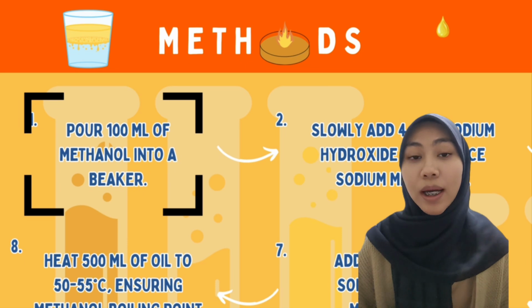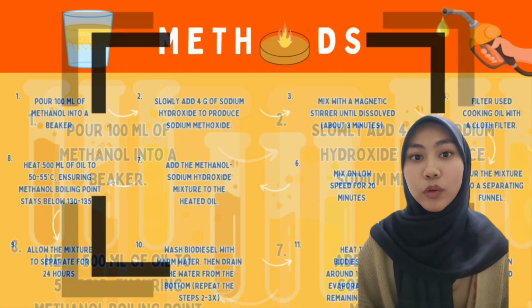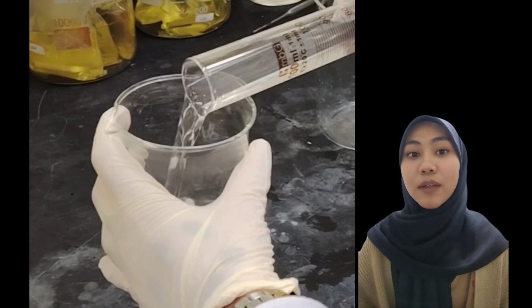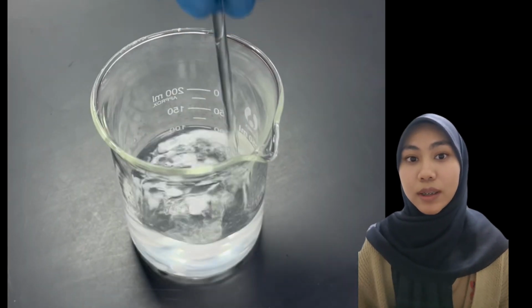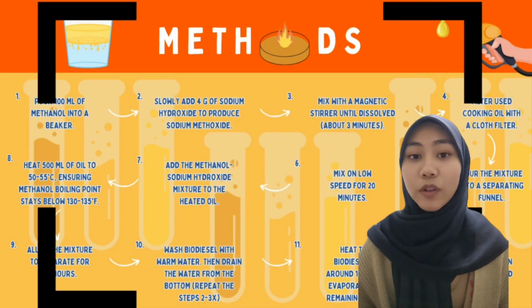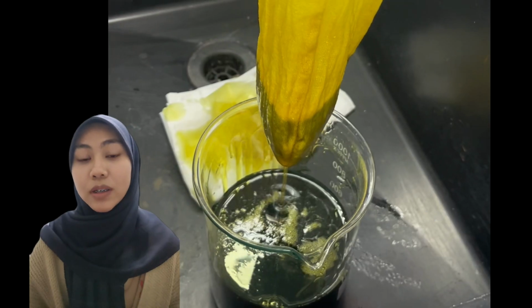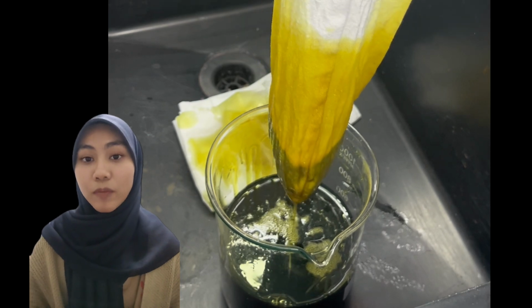Next, for the methods, 100 ml of methanol is poured into a glass beaker. Then 4 grams of sodium hydroxide is added slowly. Through the mixture, sodium methoxide can be produced and it is used immediately so that its effectiveness is not lost. Methanol and sodium hydroxide are mixed using a magnetic stirrer until the sodium hydroxide is completely dissolved, about 3 minutes. At the same time, the used cooking oil is filtered using a cloth filter to remove any suspended matter in the cooking oil before use.